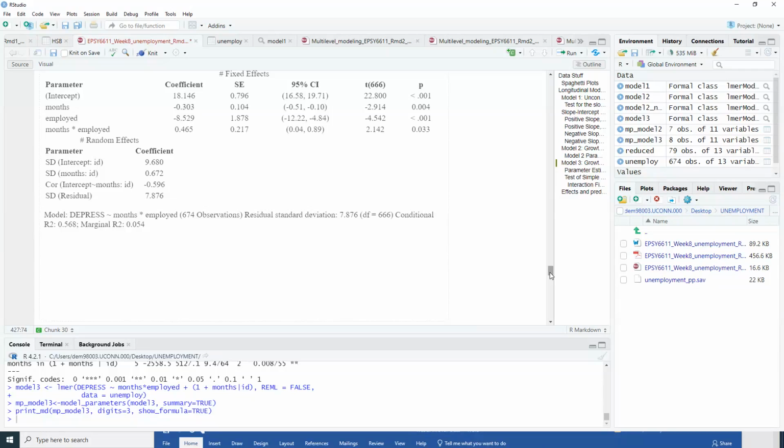Now, I think the easiest thing to do is let's imagine another slope. Let's imagine somebody who's always employed. What's that going to look like? Well, let's come back to our parameter estimates for a second. When time is equal to 0, months by employed is going to be equal to 0, right? So that interaction term is not going to come into play at the very outset. You can think of this employed as the effect on depression when time equals 0, in other words, the effect on the intercept.